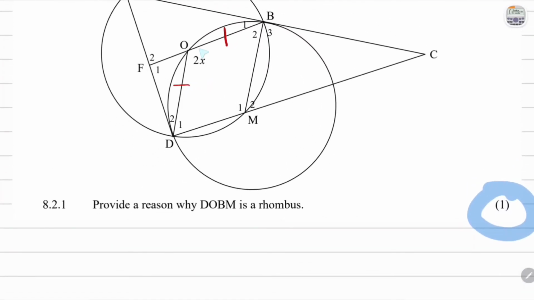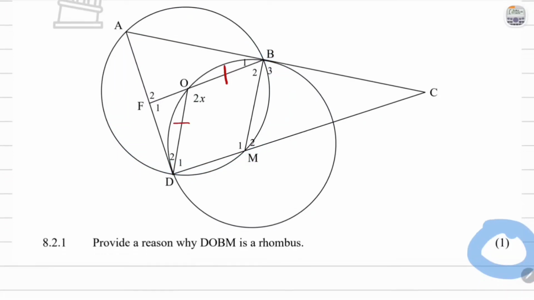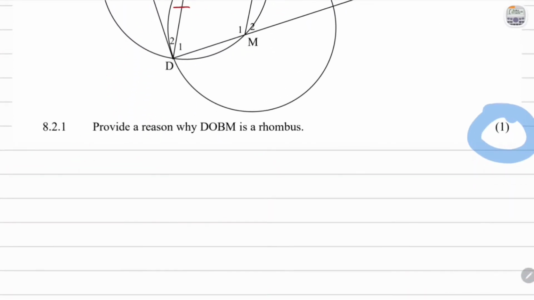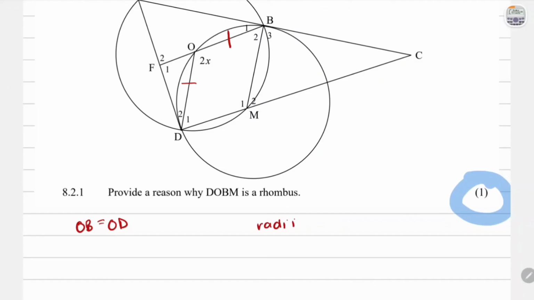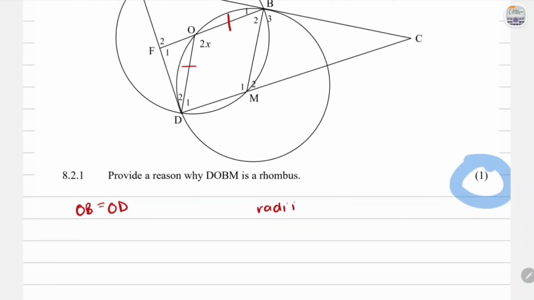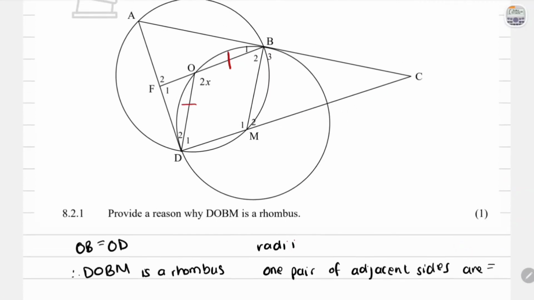And the reason I'm saying so is because look at OB and look at OD. They come from the same circle, first of all, and they're both radiuses or radii, okay? So they would be equal because of equal radii. So I can just tell them, okay, first of all, we know that OB is equal to OD because of equal radii. You could just say radii. I'll put that in black. And then you can also just now conclude that DOBM is a rhombus because a pair of adjacent sides are equal. Okay, and that is proven. So that's probably what they want you to do there.